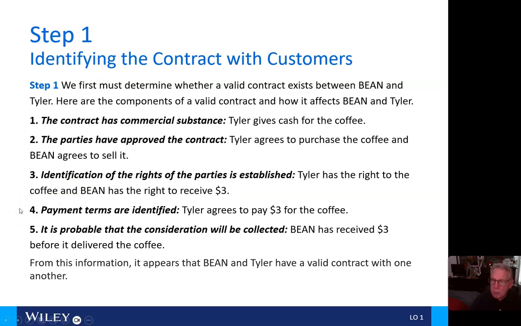Number four, payment terms are identified. Tyler agrees to pay $3 for the coffee. And five, it is probable that consideration will be collected. Bean has received $3 before it delivers the coffee. From this information, it appears that Bean and Tyler have a valid contract. This may seem like a very simple example, and it is, but it will get more complex, you will see, as we apply these principles in different scenarios.